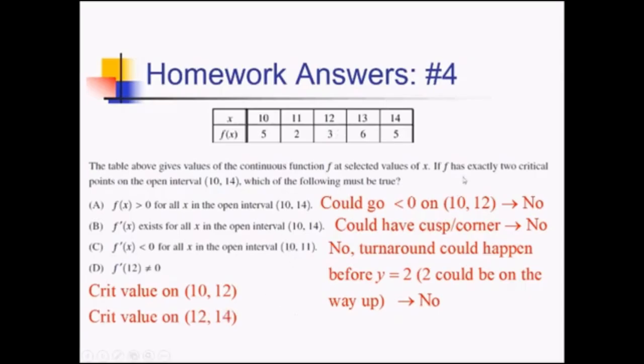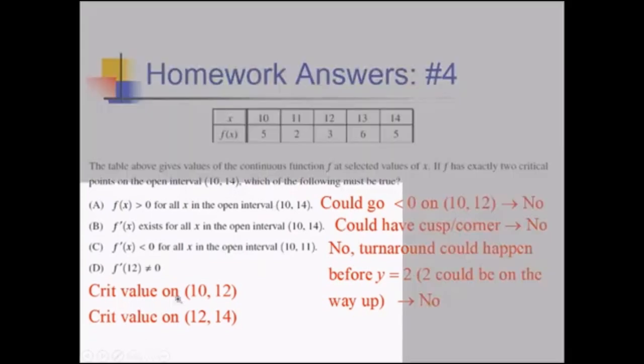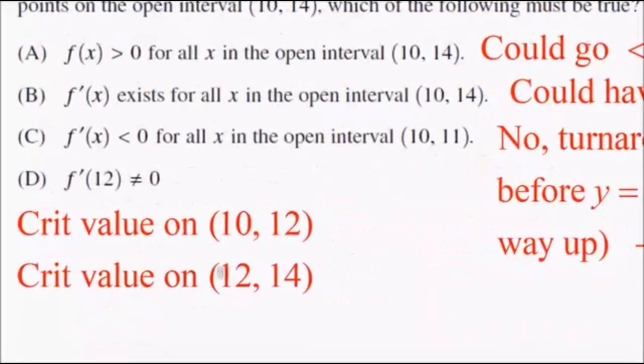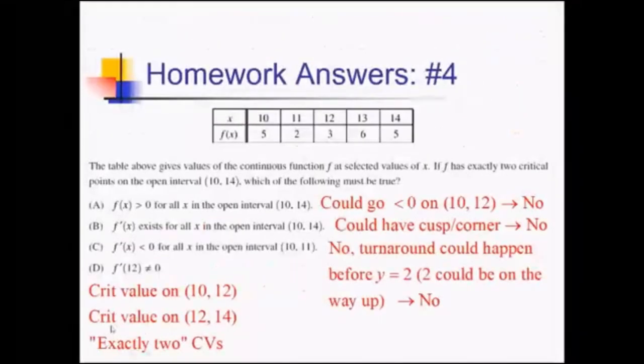They also told us there were exactly 2 critical values, and this is the key here. Since you have exactly 2 critical values, that means that you cannot have a third critical value at exactly x equals 12. You've already used up your critical values.